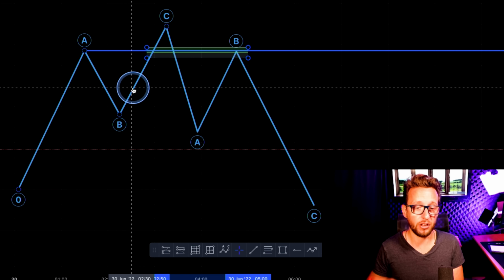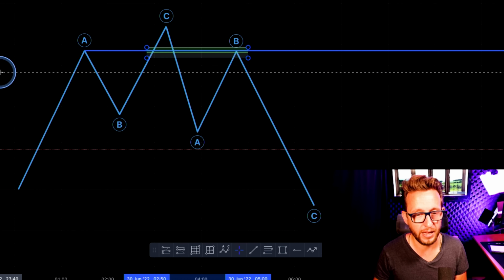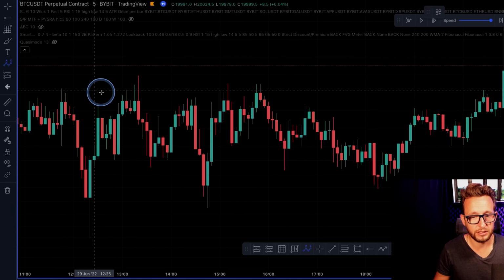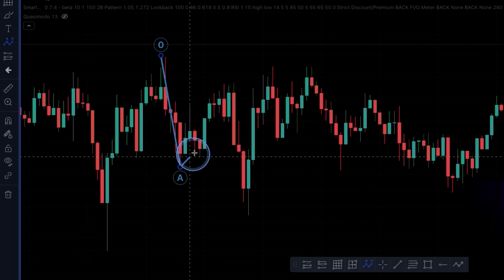So it might seem a bit complicated. Let's get over to the charts and I'll show you what one of these would look like as a bullish or a bearish pattern. Okay, so here we are on the chart. It's pretty easy to see these patterns. As I said, here we're creating ABCs.